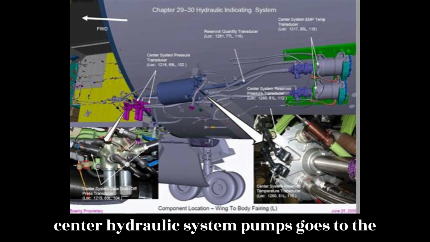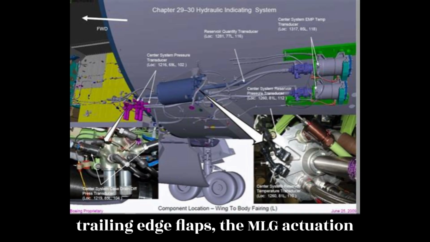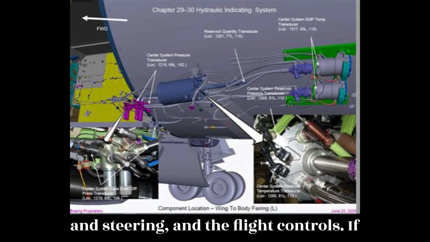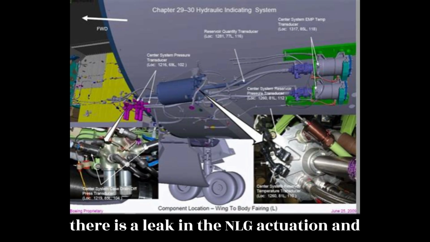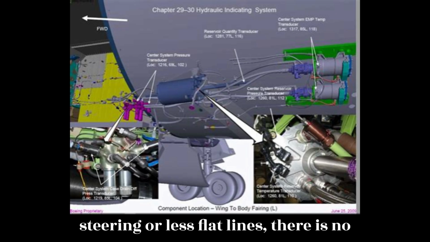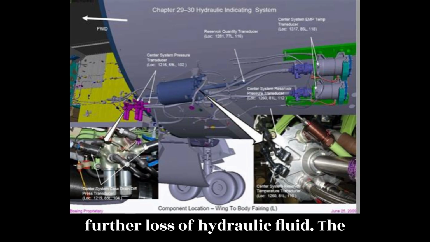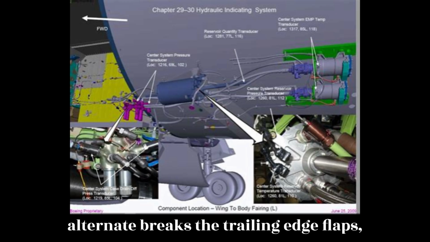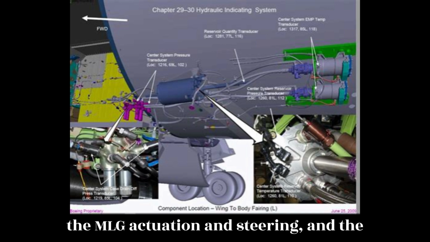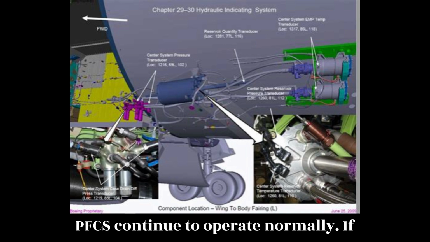The output of the other center hydraulic system pumps goes to the trailing edge flaps, the MLG actuation and steering, and the flight controls. If there is a leak in the NLG actuation and steering or the slat lines, there is no further loss of hydraulic fluid. The alternate brakes, the trailing edge flaps, the MLG actuation and steering, and the PFCS continue to operate normally.